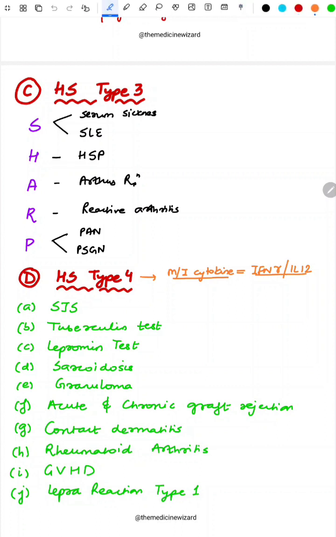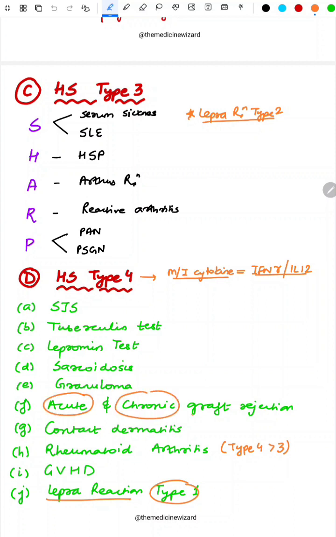Just for the extra edge, lepra reaction type 2 is a type 3 hypersensitivity reaction. Okay, lepra reaction type 2 is an example of type 3, and type 1 is an example of type 4, right? And one more thing, in case of rheumatoid arthritis, it is more of a type 4 than type 3. So if you are preparing for competitive examinations and you get both of these options for rheumatoid arthritis, it is type 4 more than type 3. Okay, and this I've already told you, acute and chronic are both type 4.